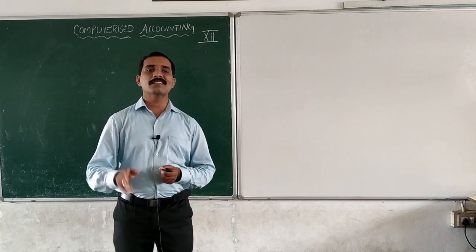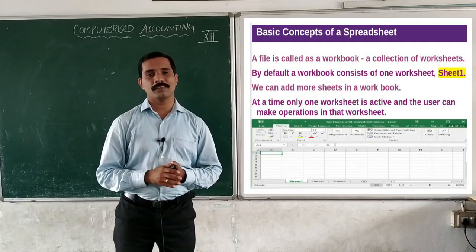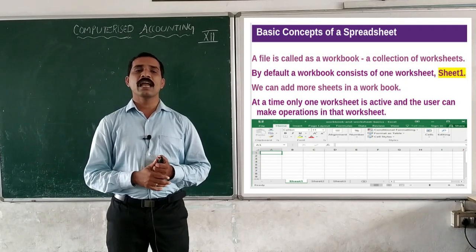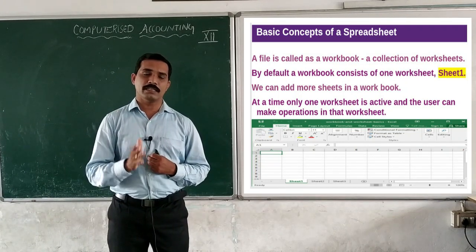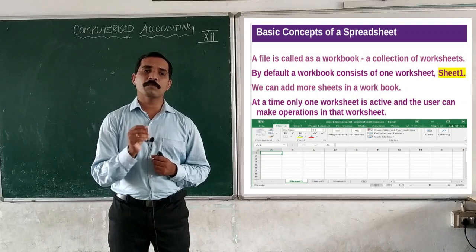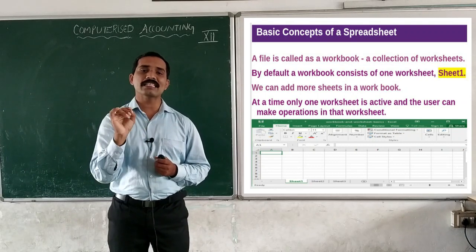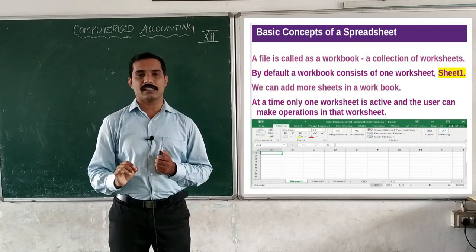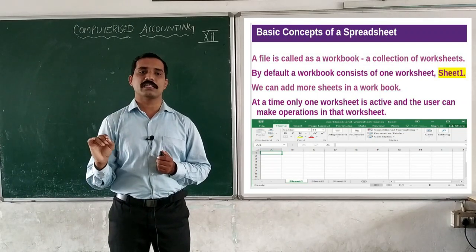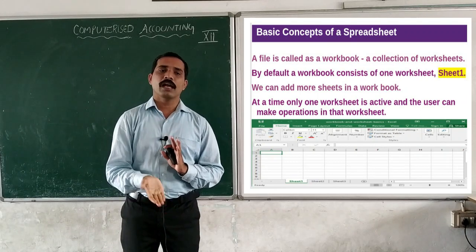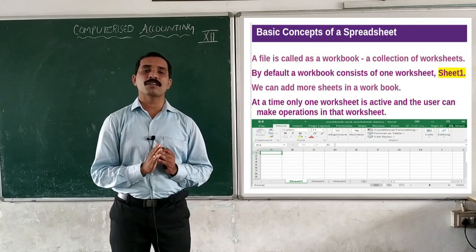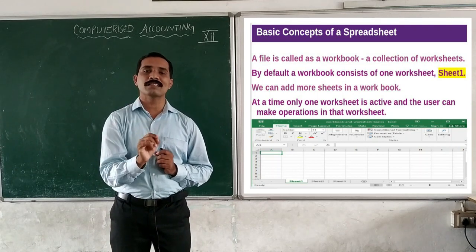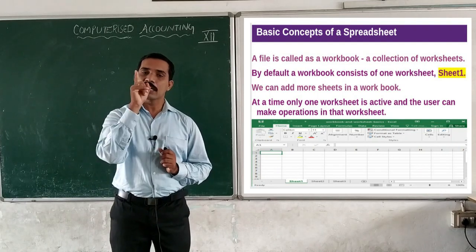Okay, so the next one, the basic components of a spreadsheet. See, have you heard about the word workbook? Yes. What is workbook? Workbook is a file. A file is called workbook. That means it is a collection of worksheets. So by default, a workbook consists of one worksheet, that is Sheet1.